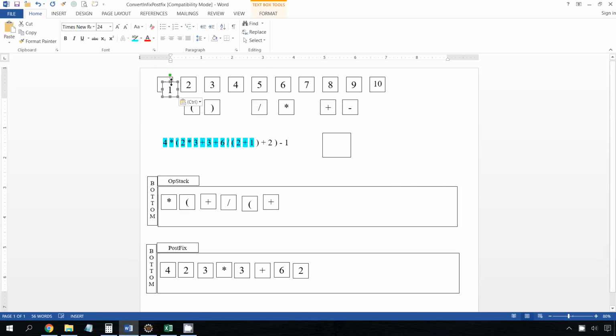Next up, I've got my value of a 1. Values just get pushed directly onto postfix. Then I've got a right paren. So this is the first time we've seen a right paren. So the rule for a right paren: right parens never actually get pushed onto the stack.